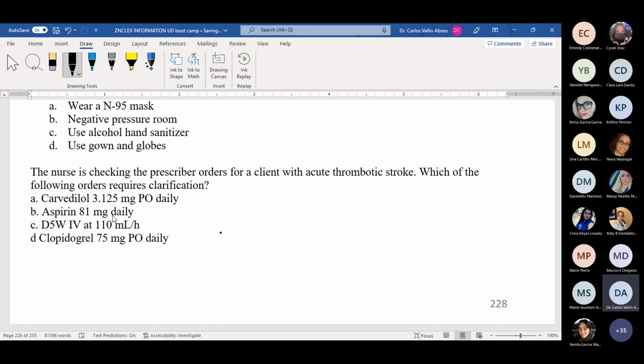Aspirin, 81 milligrams daily. D5W IV, 110 milliliters per hour. Clopidogrel, which is Plavix, also an antiplatelet, 75 milligrams PO daily, is the correct dose. What is the order that you object to?